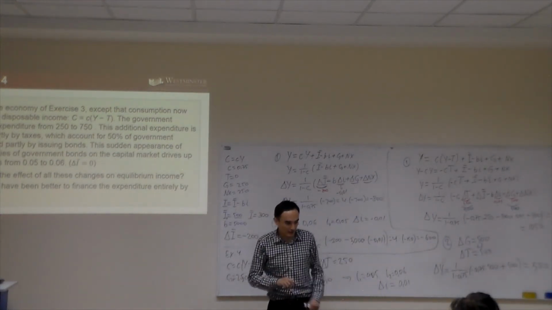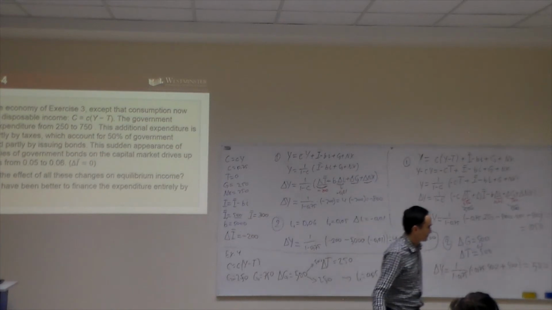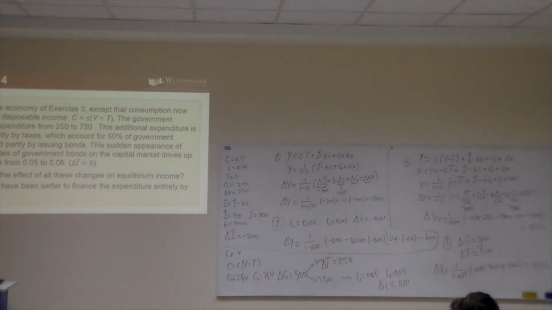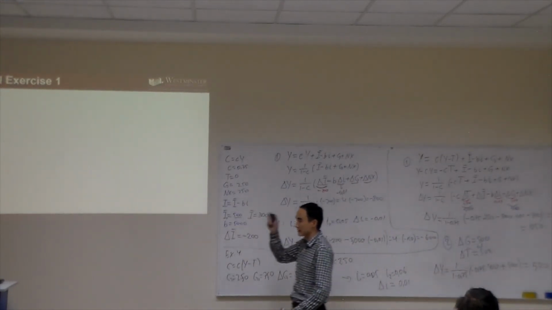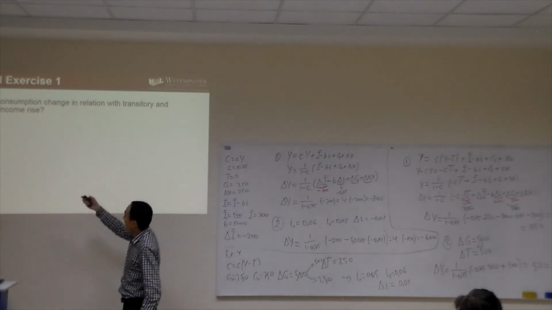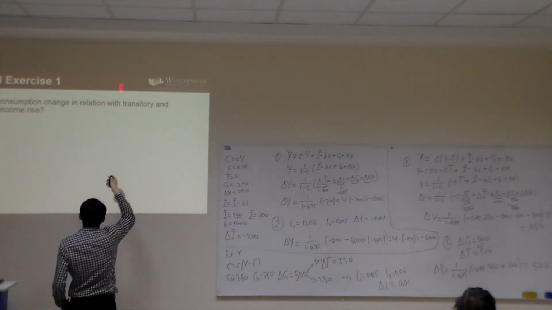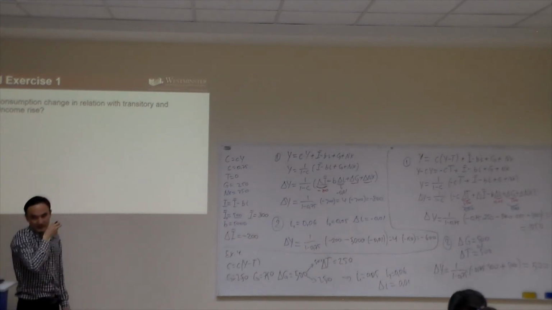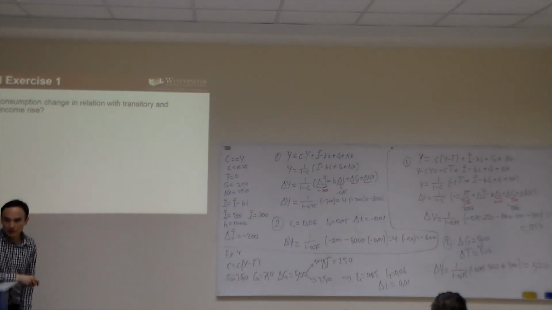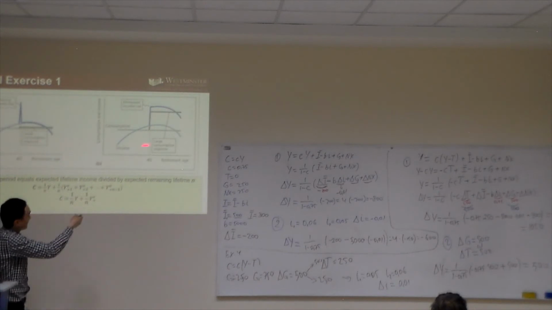Alright, now we are done with exercise 4. Next is exercise 5, or rather the empirical exercise 1. Look. How does consumption change in relation to transitory and permanent income rise? This one we discussed during the lecture. I explained this graph to you.